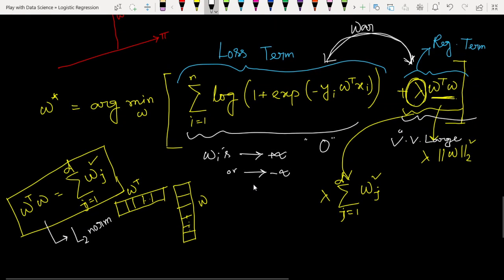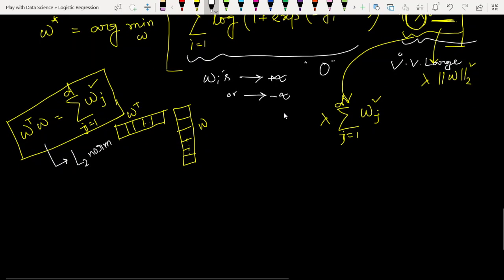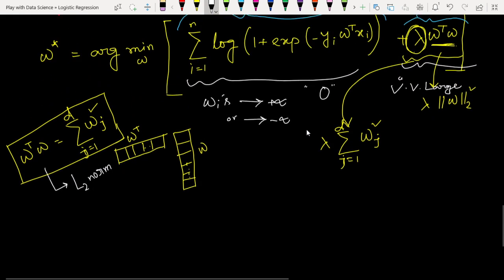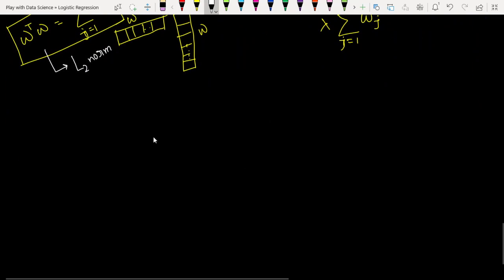Okay, when z equals 2 plus infinity, it means this. Now we have our hyperparameter coming into the picture. Just see that when our W is plus infinity or minus infinity, then our loss term will tend to 0 and our regularization term will be very large. Then our regularizer term comes into the picture.